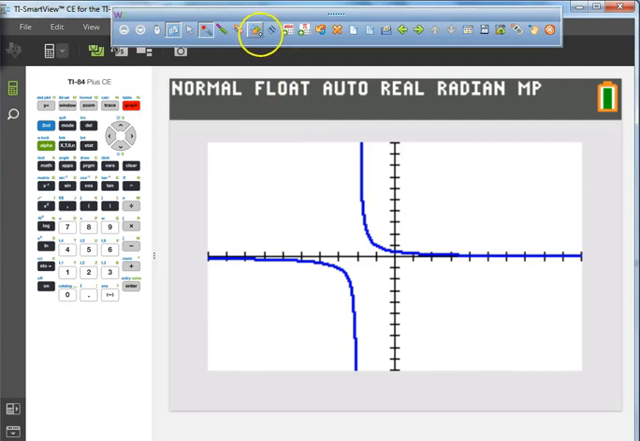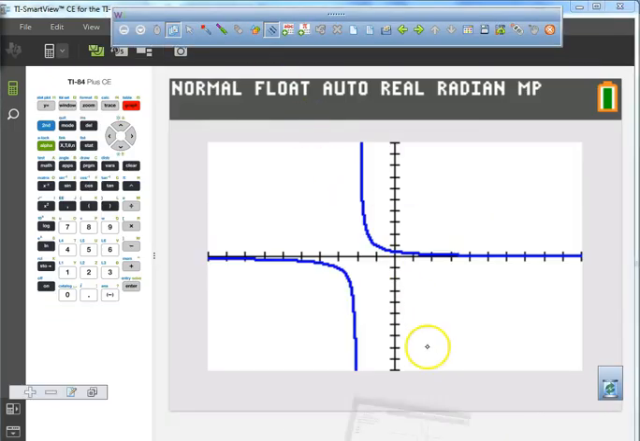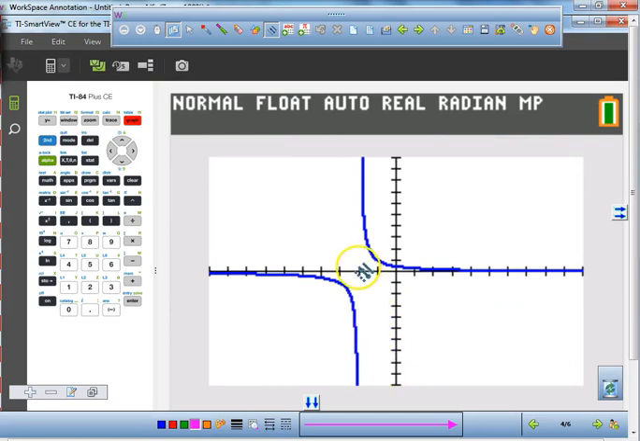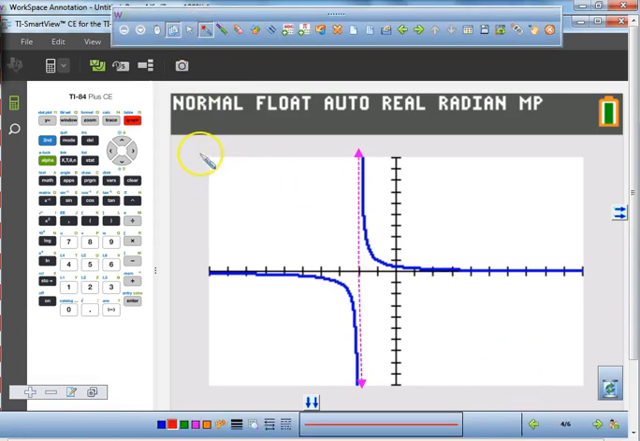All right. So right now, what I'm going to do is take a look at this particular graph. Right here, it looks like I have a vertical asymptote right there. So I'm going to rewrite my function.